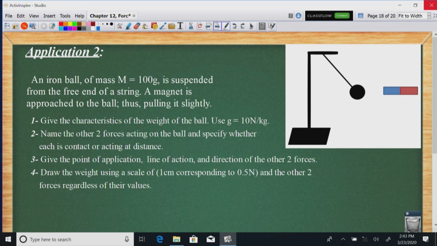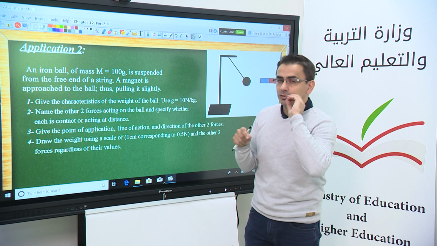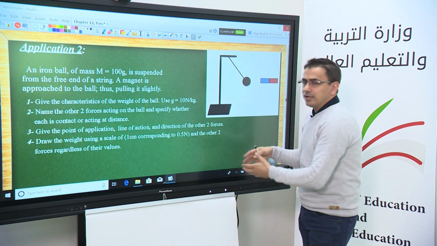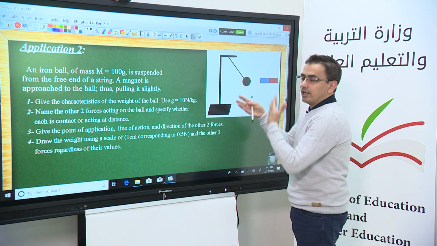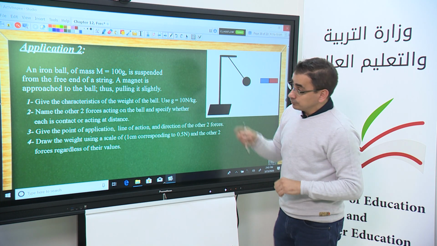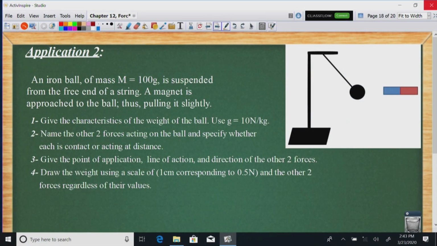Draw the weight using a scale of 1 centimeter corresponding to 0.5 newtons, and the other two forces regardless of their values. Meaning we want to put the weight with an accurate value; the other forces you only need to draw showing direction and other things. So, take some time to solve this, and when you finish, check your answer with your teachers. I'm pretty sure that they will give you excellent insights about it.